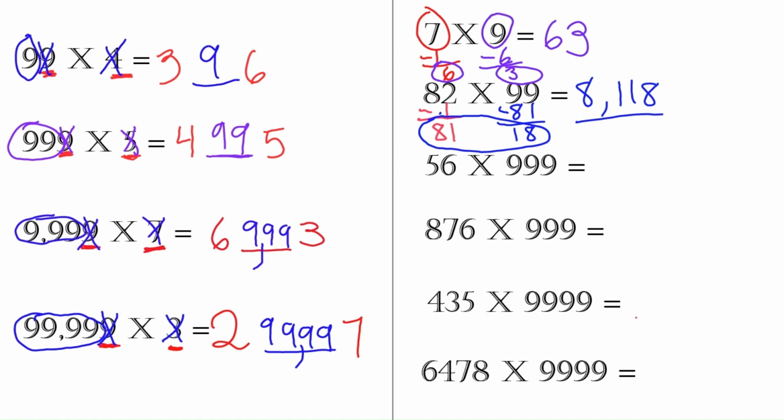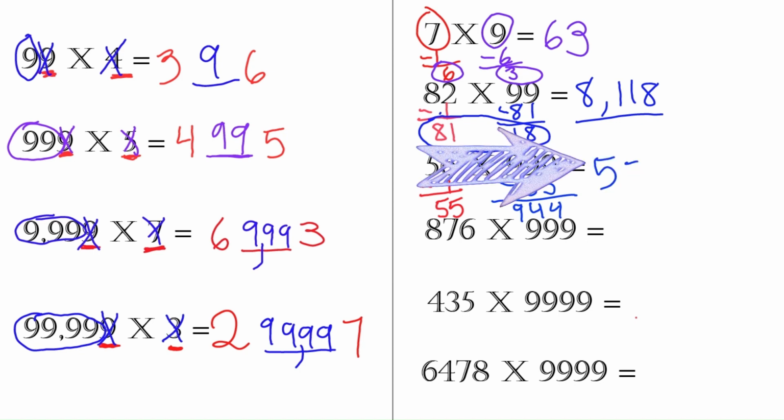Moving to 56 times 999. We're going to minus 56 by 1, so it's 55. And then we're going to minus 999 by 55. 999 minus 55 is 944. So our answer is 55,944 because we combine these two numbers.